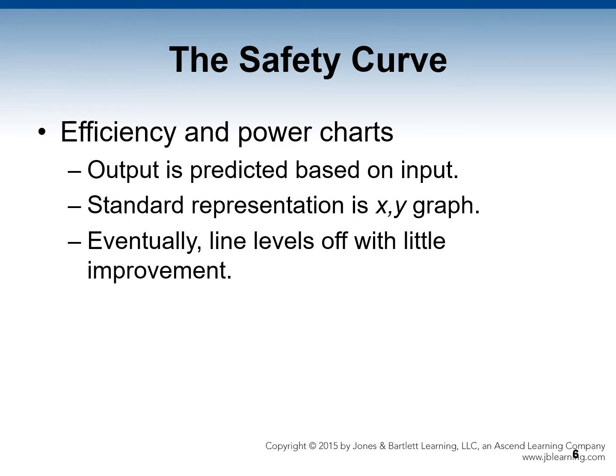Electric motors, hydroelectric dam turbines, and even fire pumps use efficiency and power charts to demonstrate what output can be predicted based on input. The standard representation is an XY graph with a horizontal and vertical axis that each represents different data. The horizontal plane, which is X, can represent effort or power, which is input, and the vertical plane, Y, represents gain in efficiency or output. Eventually, the line levels off at a point where further increases in energy produce little improvement.